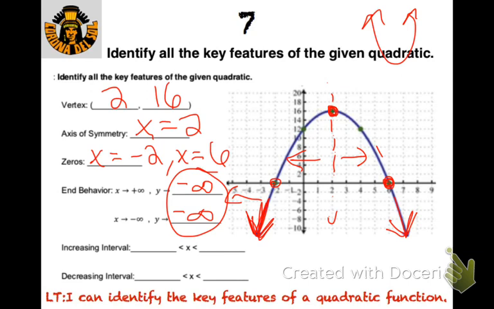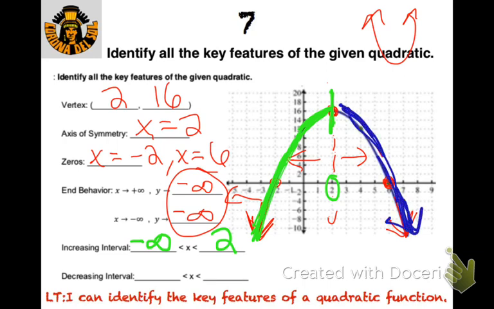The increasing interval, that's going to be when the graph is going up. And you might say, oh, I don't really know if the graph is going up. Well, when you look at the graph from left to right, the graph is going up. It's rising during that interval. So that's from negative infinity all the way to right where that vertex is, the x-coordinate of that. So that's 2. Then it is decreasing during this whole interval. So once it hits 2, then it starts going down. So it's decreasing. So it's going to be from 2 to positive infinity.